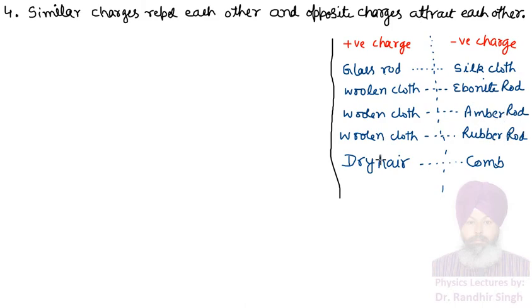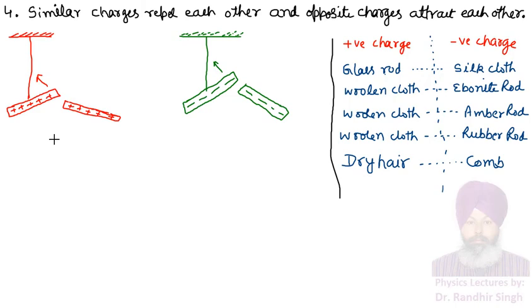In the same way, if dry hair is rubbed with a comb, then the comb gets negative charge and the hair gets positive charge. So this is just an example for reference. Now let me draw the experimental activity in which we can verify that similar charges repel each other and opposite charges attract each other.